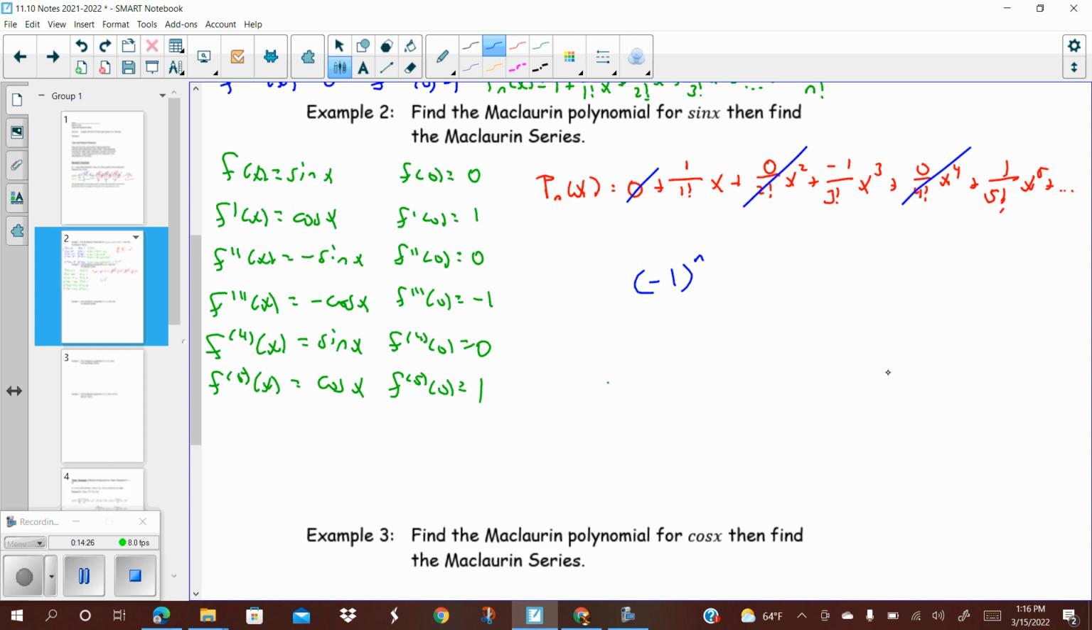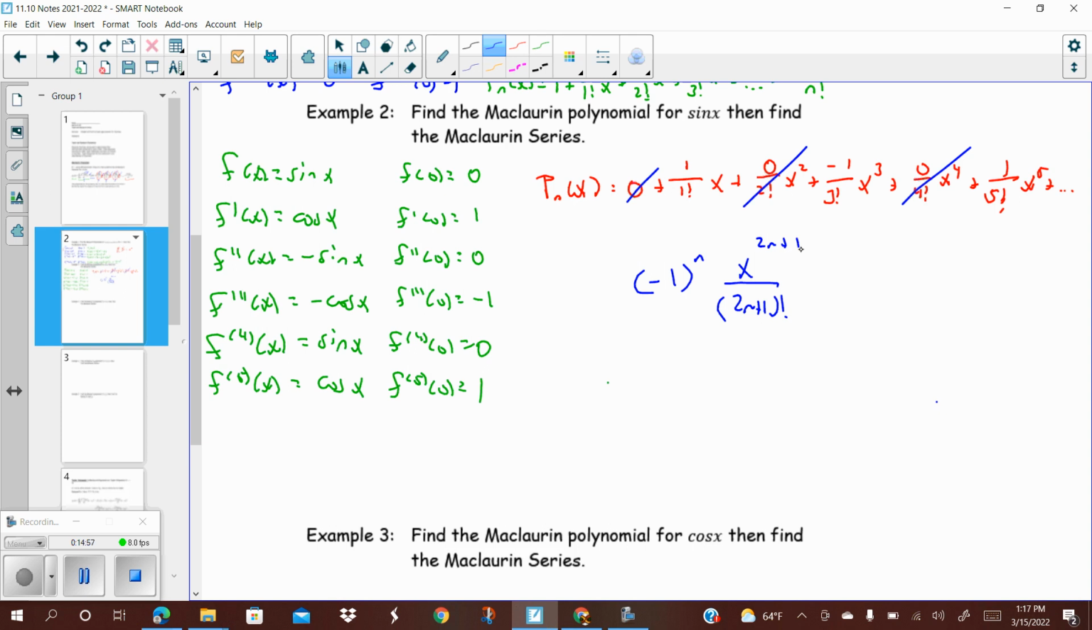So we have to come up with an expression for an odd number. And this is something that you'll get used to, but the expression to get every odd number is going to be a 2n plus 1. So basically, this is going to have a 2n plus 1 factorial down here in the bottom. And then the x part is going to be the same power, so it'll be x to the 2n plus 1.